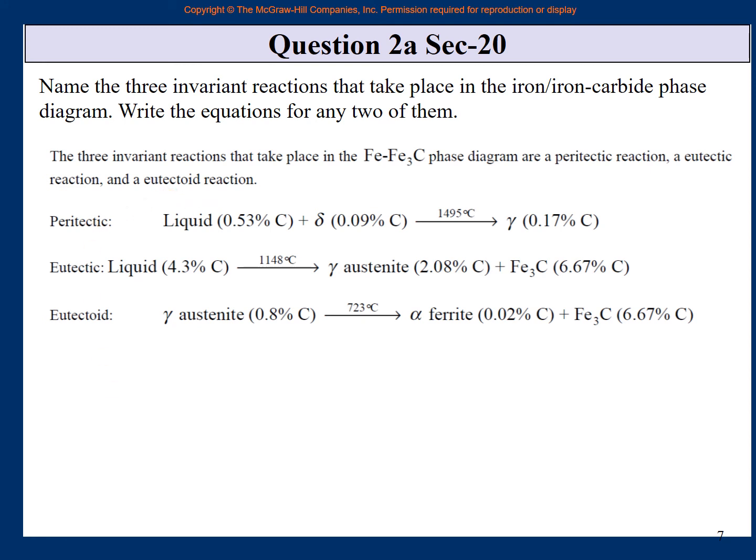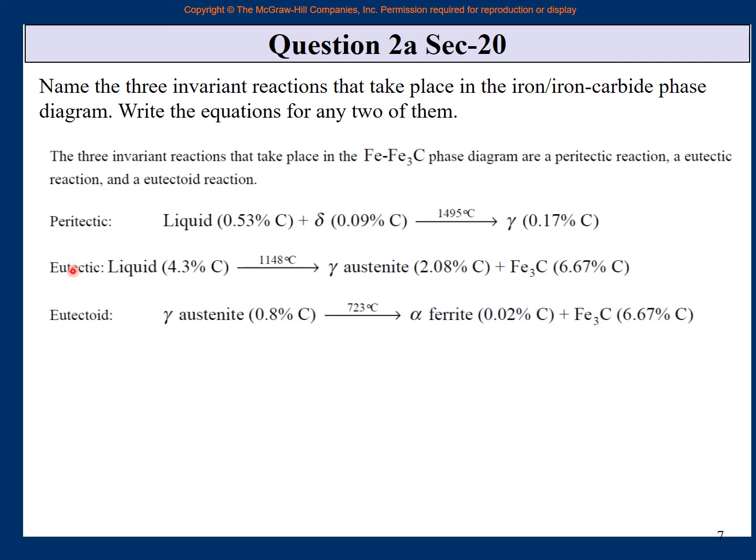Peritectic happens, if you remember, at a very high temperature of 1400 plus, where the delta ferrite is there. So peritectic, liquid plus delta ferrite at 1495 changes into gamma. And of course, liquid of 0.53% carbon, delta of 0.09% carbon and gamma of 0.17% carbon. But if you are writing this equation, even if the carbon percentages are not there, you just write peritectic means liquid plus delta changes into gamma at plus 1400. Even if you don't remember 1495 exactly, if you say plus 1400, then I will take it to be okay.